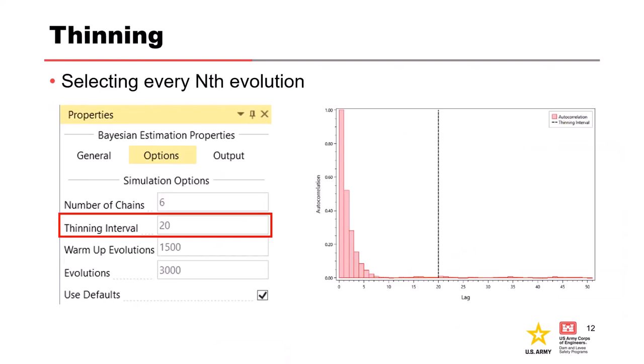So the point is, if you take every one sample, it's going to be highly correlated. Every two, pretty highly correlated. But out here at 20, if you take every 20th evolution, that means from one sample to the other, you're getting highly uncorrelated samples, so you can get really good credible intervals. So that's some of the depths within best fit, what's happening.